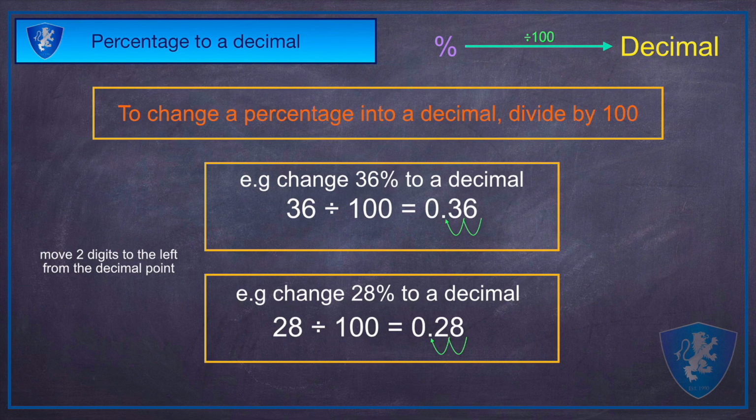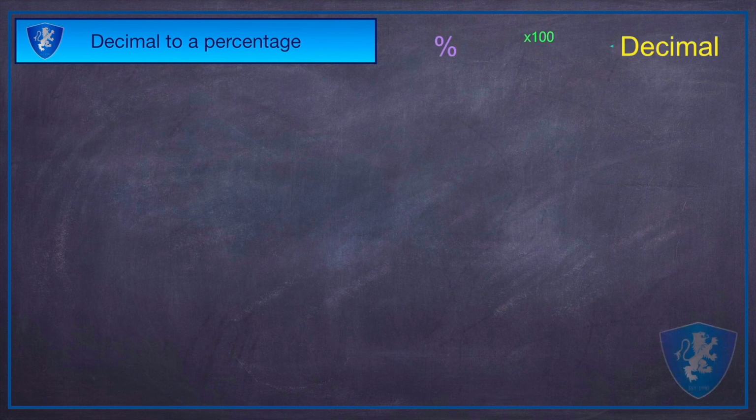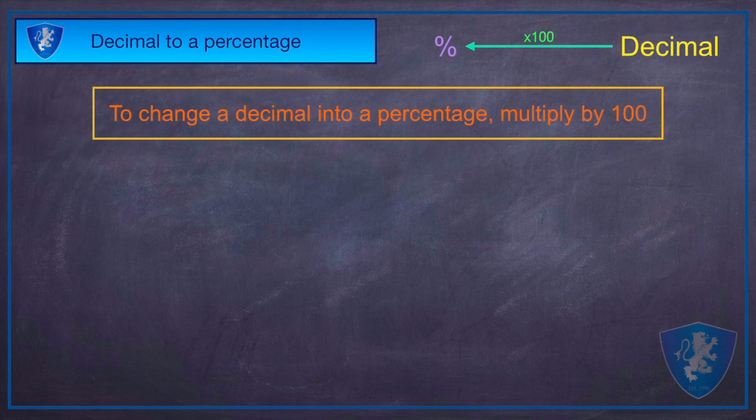So now we'll try to do the opposite of these. This is now changing a decimal into a percentage. So this is the decimal, and follow the arrow. Now we're going this way. That's the reverse of what we did before, changing a decimal to a percentage. Now we're multiplying instead of dividing. We're multiplying by 100. All right. So to change a decimal into a percentage, you multiply by 100.